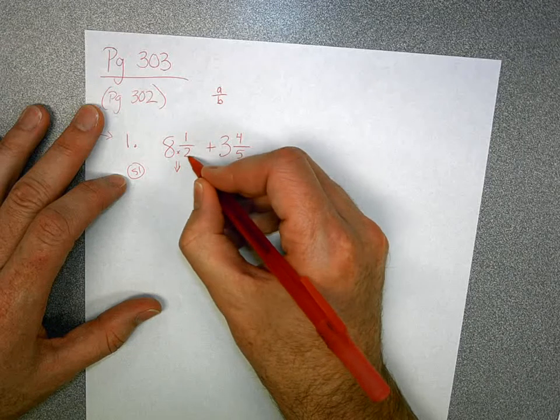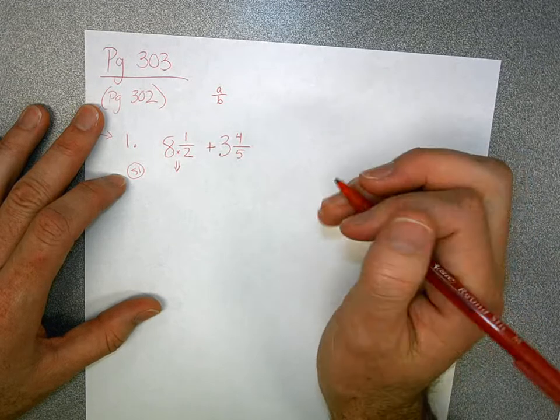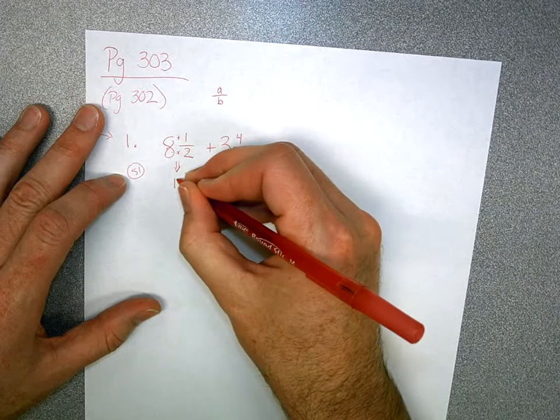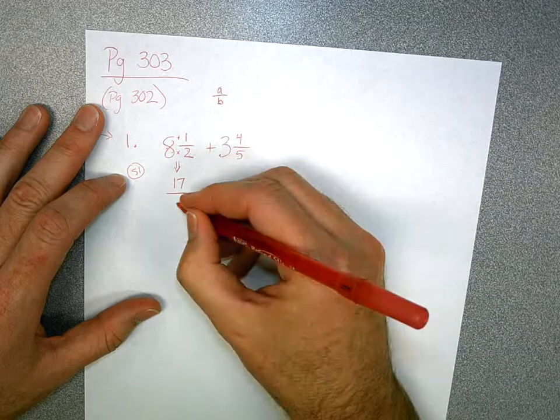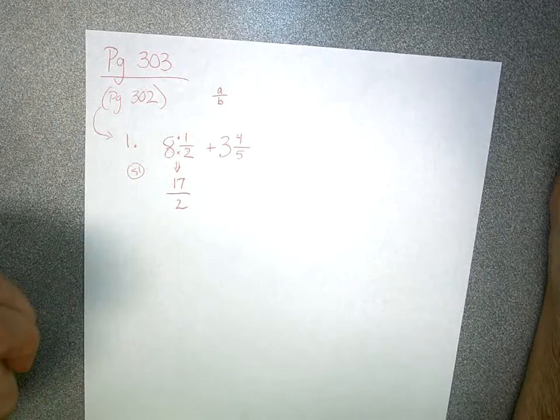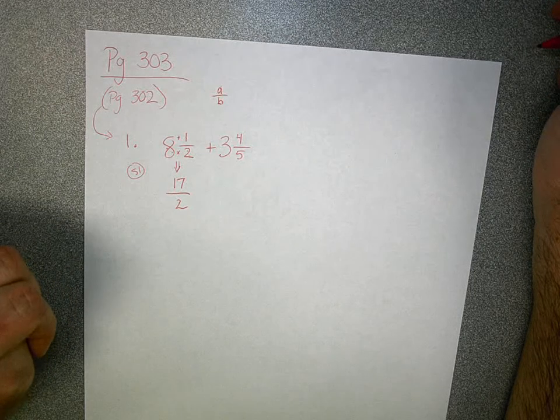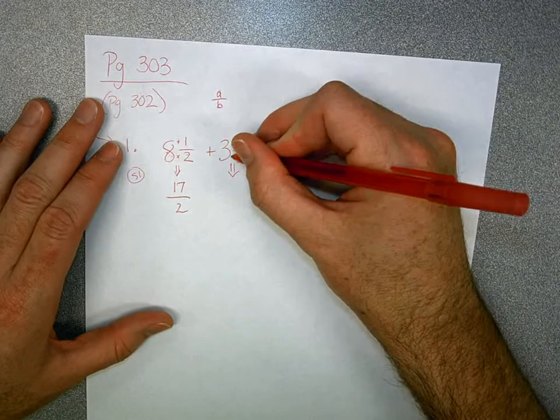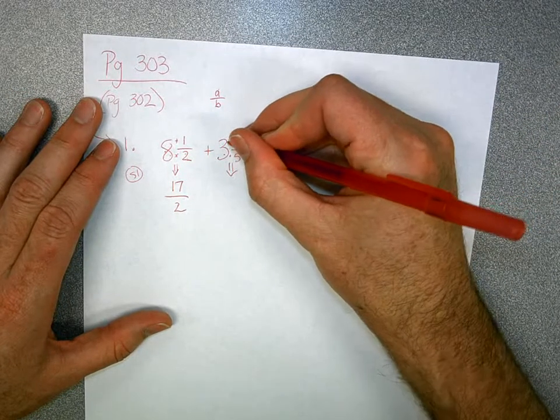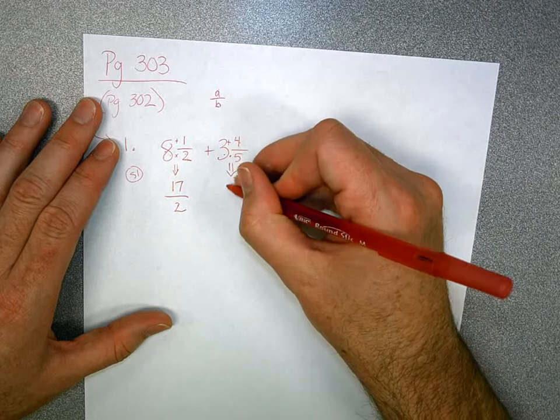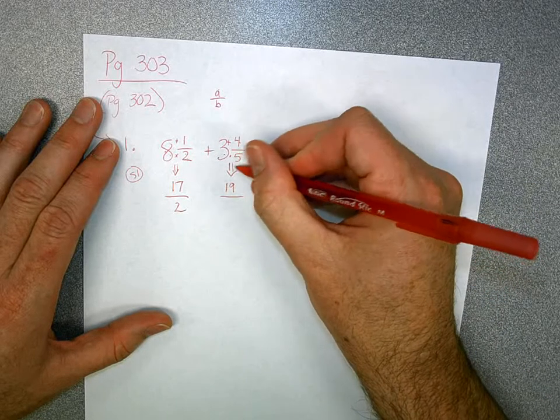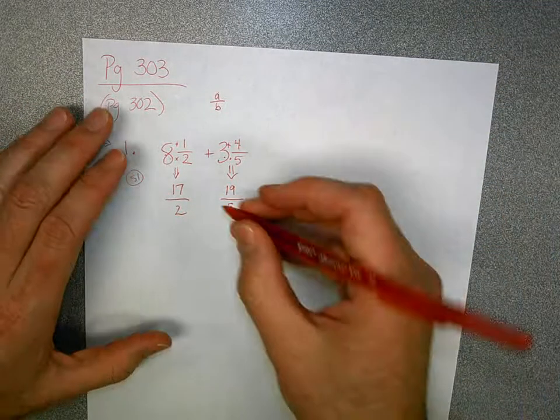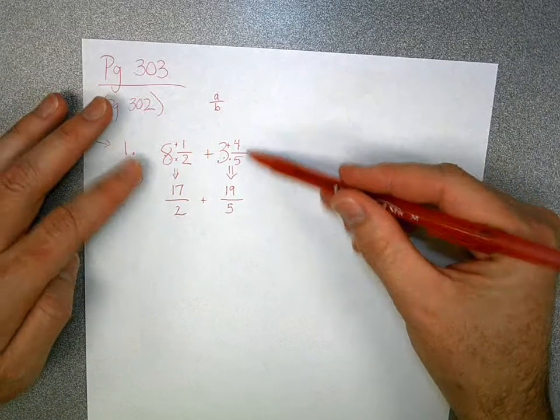You take the denominator, you multiply it with the whole number, so 2 times 8 is 16, and then you add the numerator. So 2 times 8 is 16 plus 1 is 17. So we have 17, and then our denominator right here is 2, so we just keep the same denominator. So 8 1/2 is 17/2. Okay? And then I'm going to go ahead and finish converting this second mixed number here. So 5 times 3 is 15. 15 plus 4 is 19. And again, we keep that same denominator from that fraction, and that is 5. So 19/5.